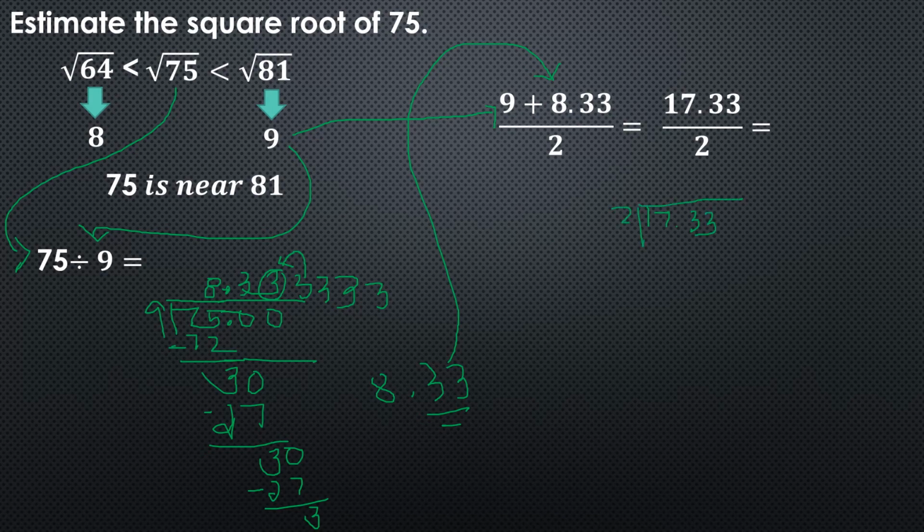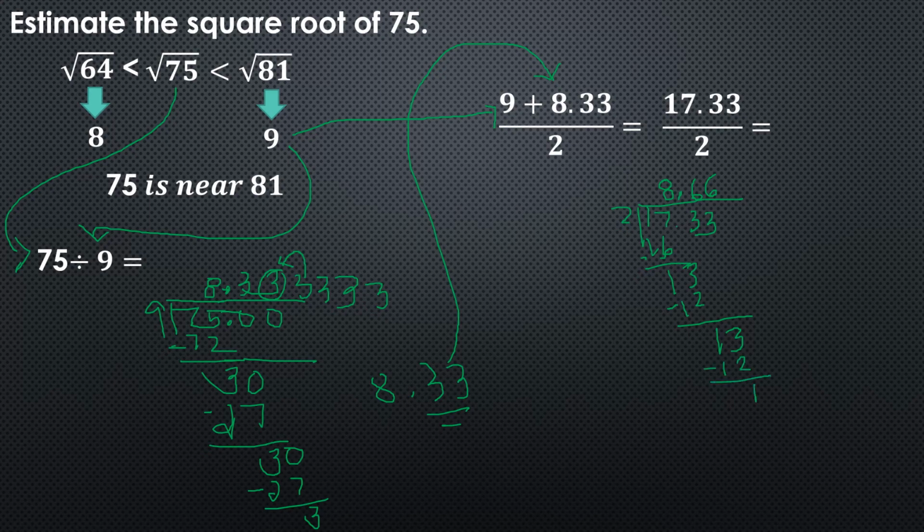17 divided by 2 is 8. 8 times 2 is 16. You subtract, that will give you 1. And then put the decimal point. Bring down 3. 13 divided by 2 is 6. 6 times 2 is 12. You subtract, it will give you 1. You bring down 3. And then 13 divided by 2 is again 6. 6 times 2 is 12. And then you subtract, it will give you 1.